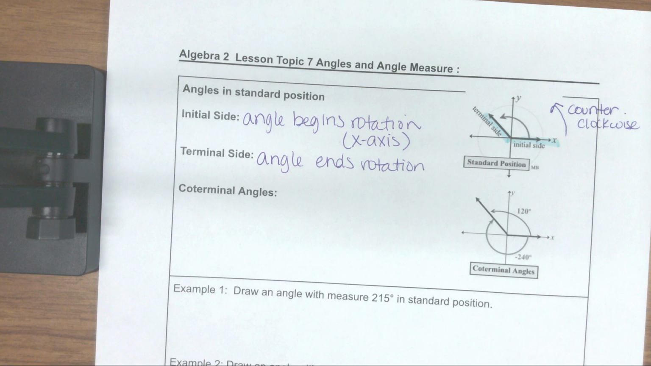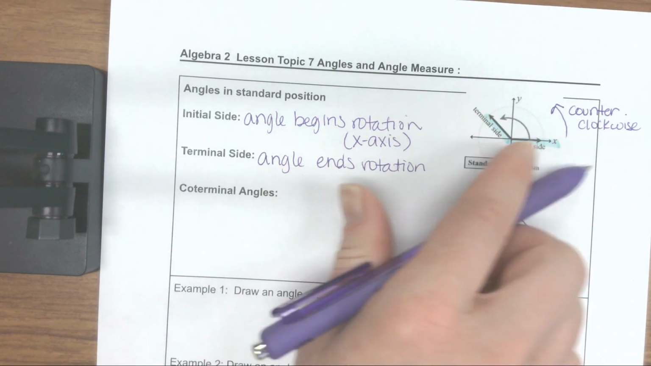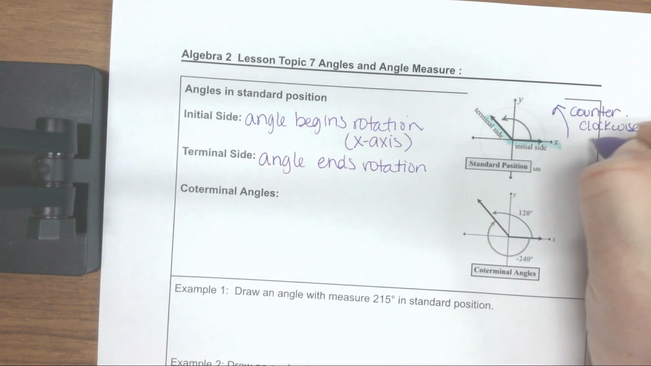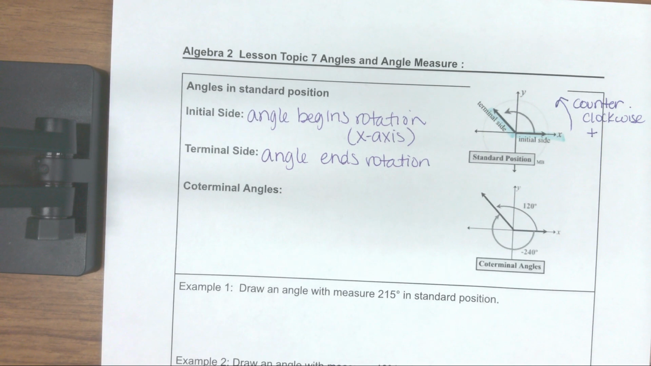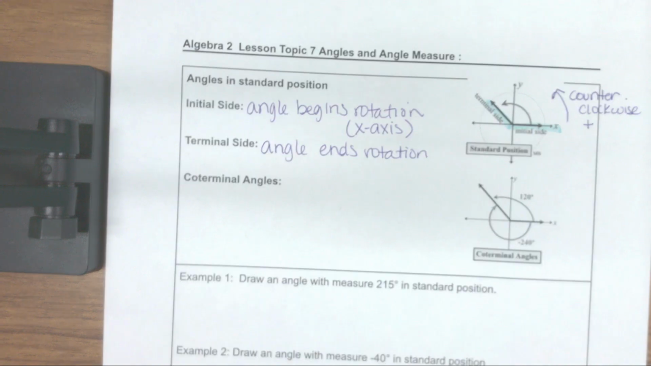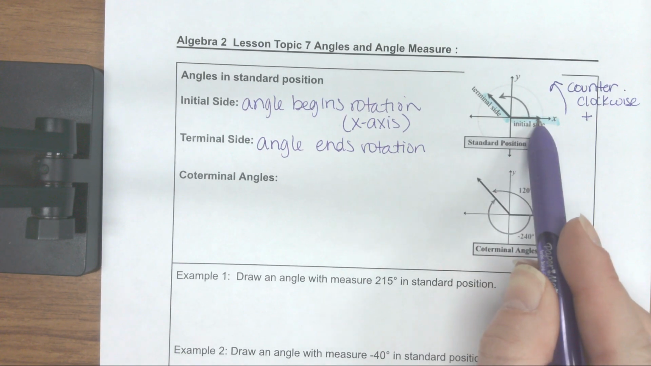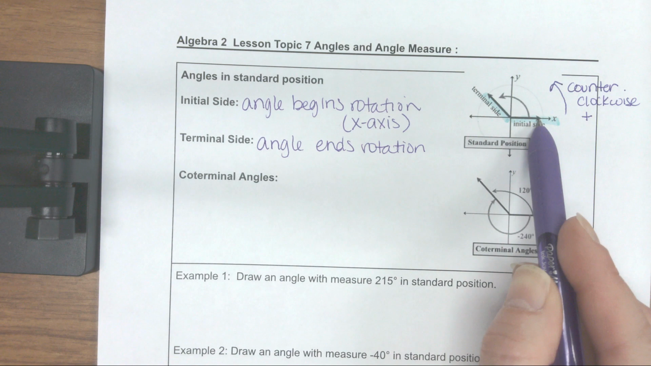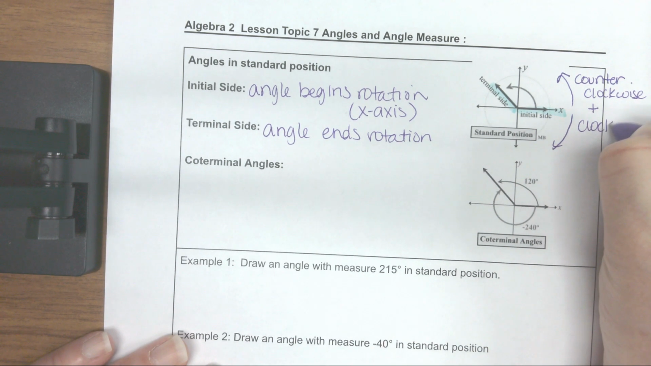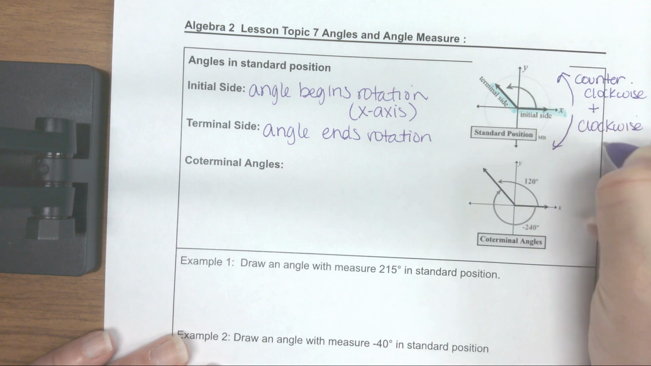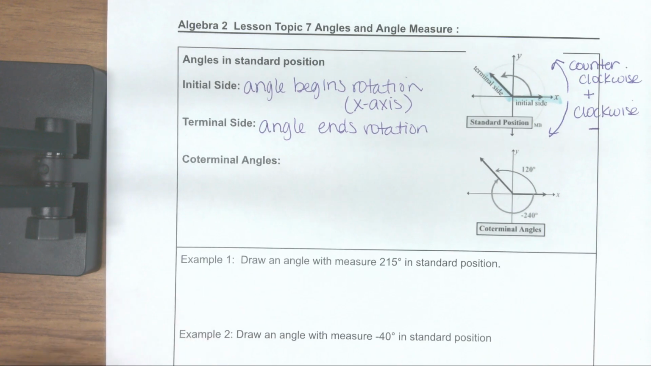As I said before, if the angle is going this way, we measure this in positive degrees. If we would like to go the other direction, so let's say the angle starts here and I start rotating down in the clockwise direction, that's what we would call the negative direction. So if you see a negative angle measure, it is simply what way the rotation is happening.